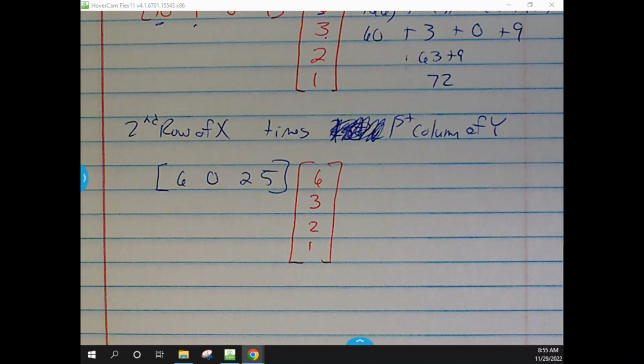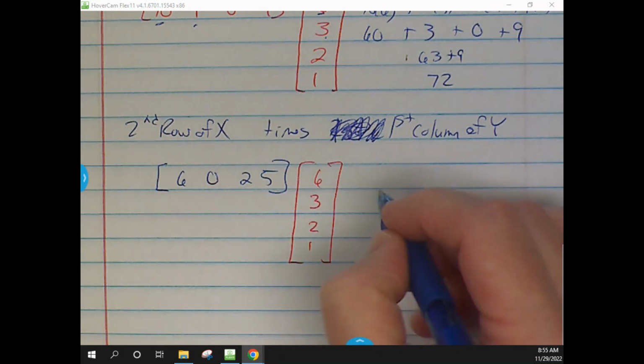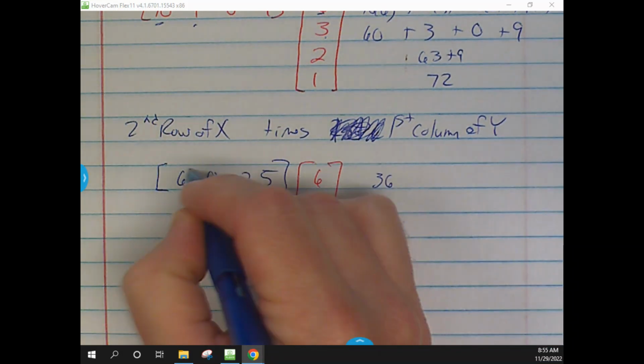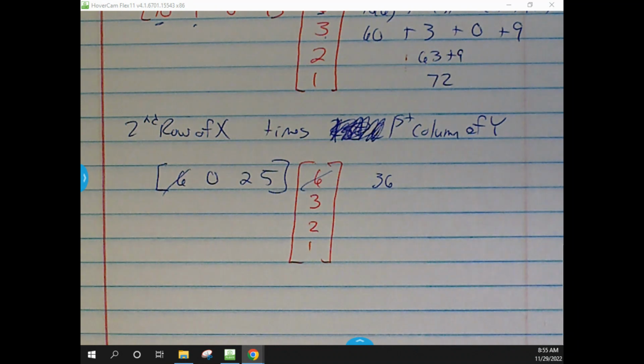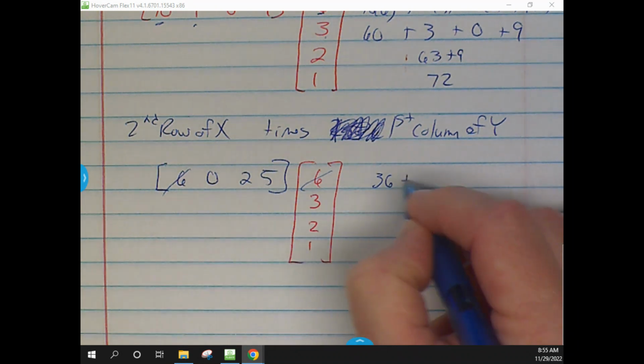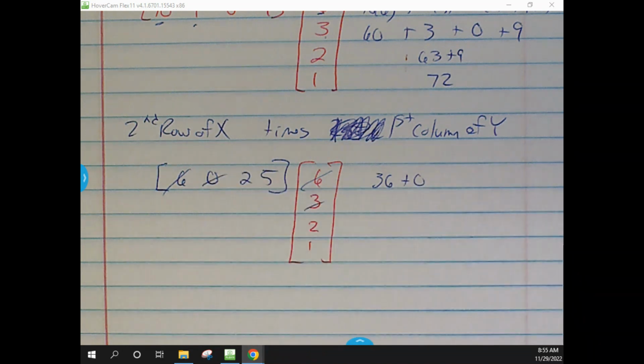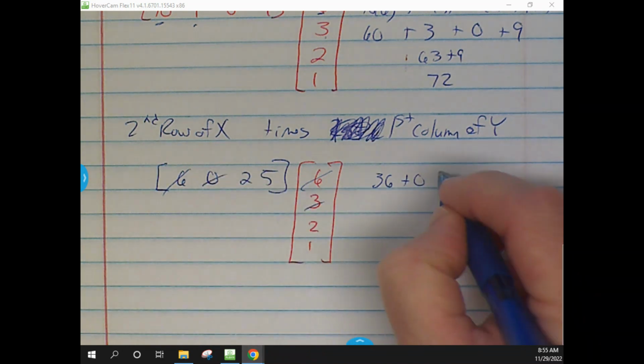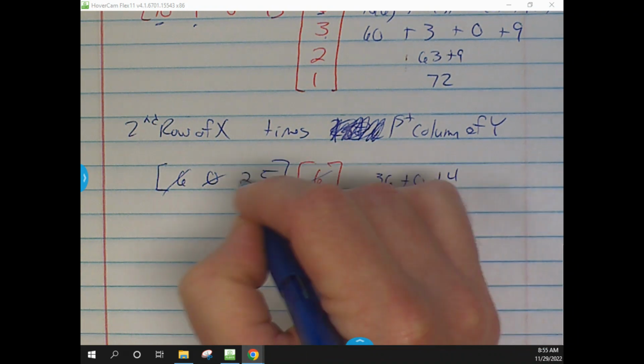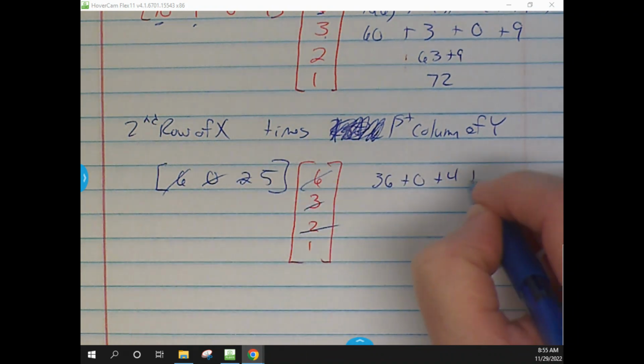Okay, and then it's just one number times. So it's 6 times 6. And maybe one of those that you want to just, if you want to kind of scratch them off as you go through to make sure you got it. Then it's 0 times 3, which is 0. Then it's 2 times 2, which is 4. And then 5 times 1, which is 5.